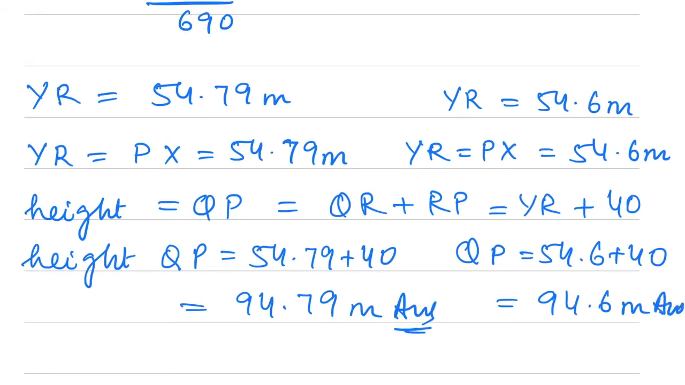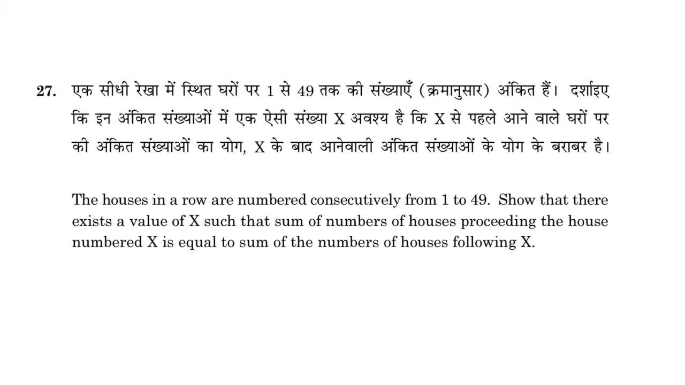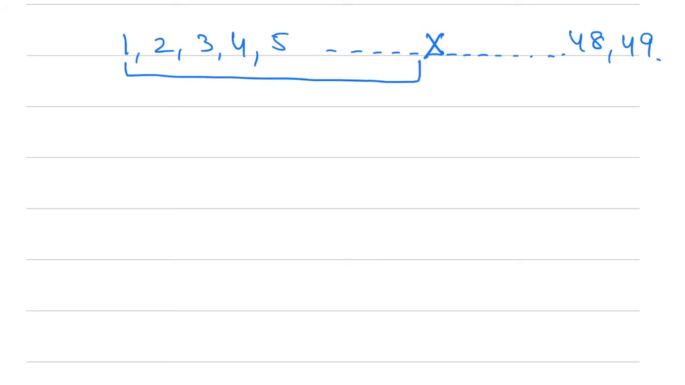Question number 27. In this question, we have 49 houses in a row. So they are numbered 1, 2, 3, 4, 5 and so on up to 48, 49. Now there is a house number X such that the sum of these house numbers, let it be sum 1, is equal to the sum of these house numbers. Let this be sum 2.